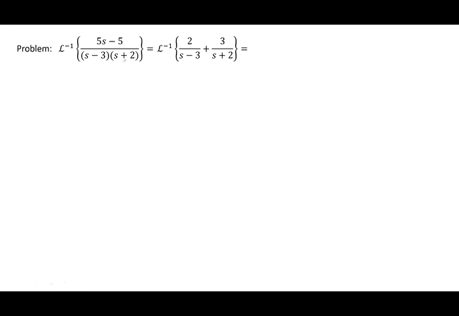Second step, cover up that s minus 3 on the left hand side. Cool. And now, third step, plug that value of s equals 3 into the left hand side. You've already covered up that s minus 3. So when you plug 3 for s, you get 5 times 3 is 15, 15 minus 5 is 10, over 3 plus 2 is 5. So 10 over 5 is 2. Ta-da! That's what I have here. Similarly, to figure out what goes on top of s plus 2, same 3 steps. What is the first step? Set s plus 2 equal to 0 and solve for s.